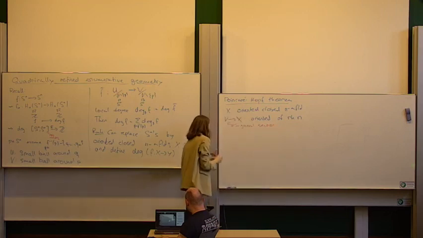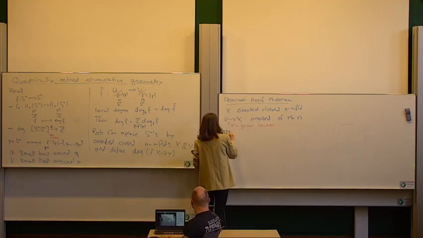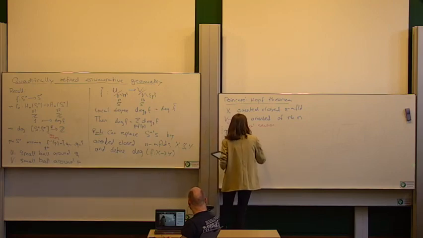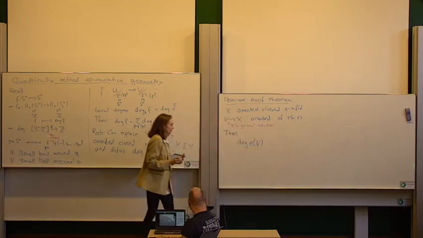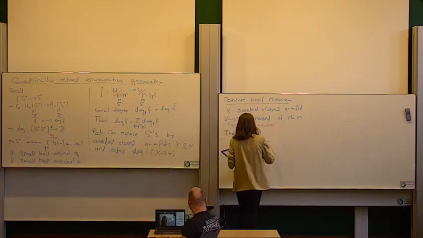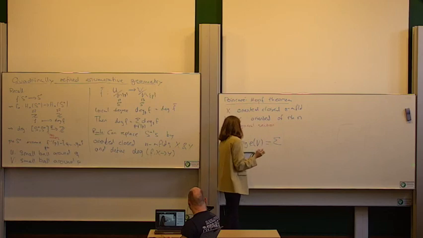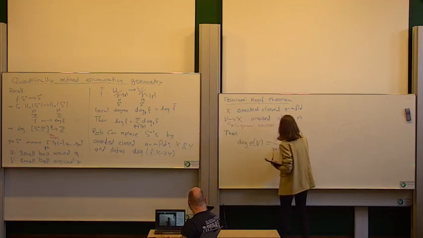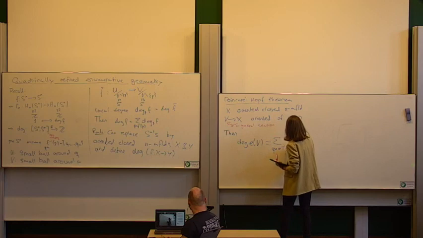And in this case, I can do the following. I can compute the degree of the Euler class of the vector bundle as the sum of local degrees. And now I take the images of zeros of my section.